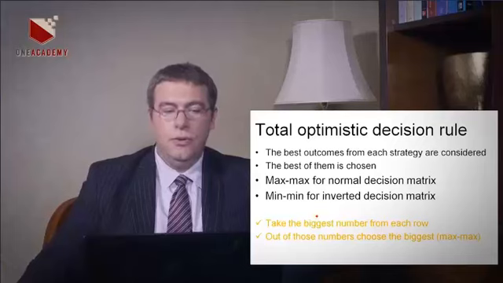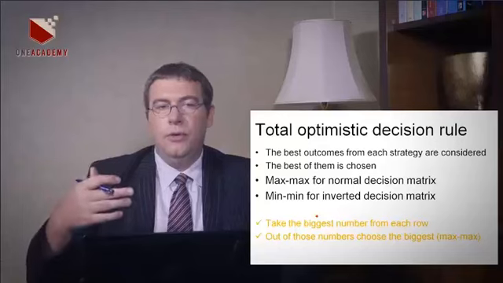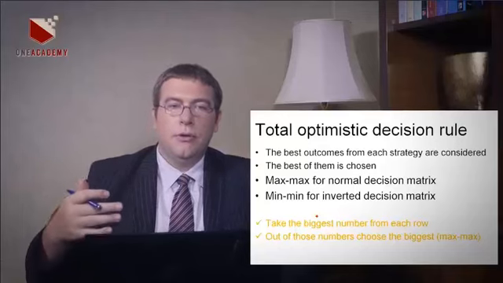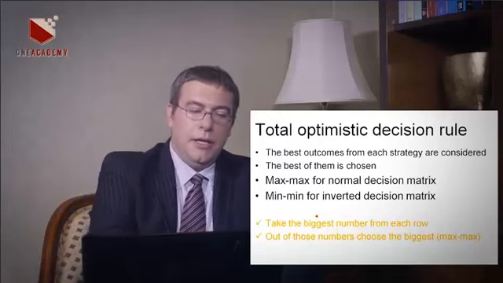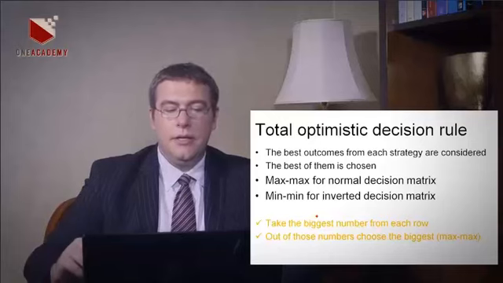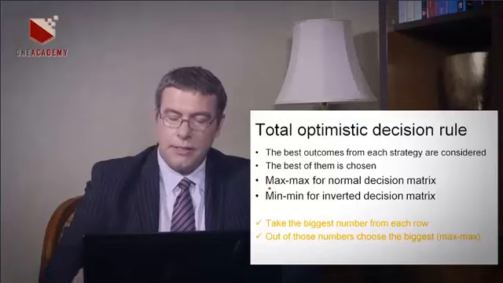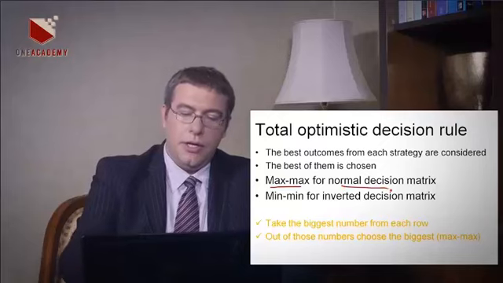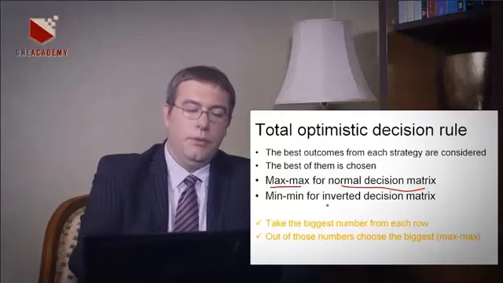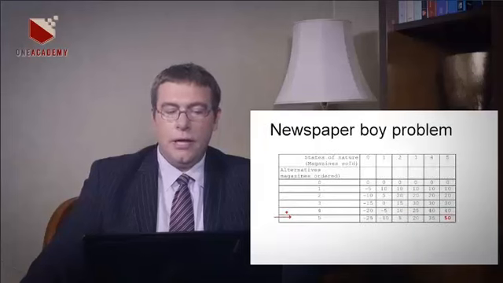Now, if we're speaking about a bit more optimistic decision rule, the next one is the totally optimistic decision rule. It underlies the idea that whatever we do, always the best possible outcome would happen. And basically, this means that we are going to choose the best of the best, or the so-called maximum out of the maximum. This is, of course, because we're dealing with a normal decision matrix. If we were dealing with an inverted decision matrix, it would have been minimum out of the minimum.